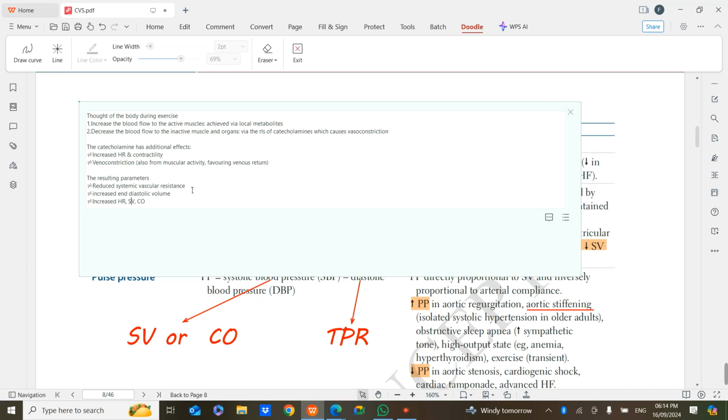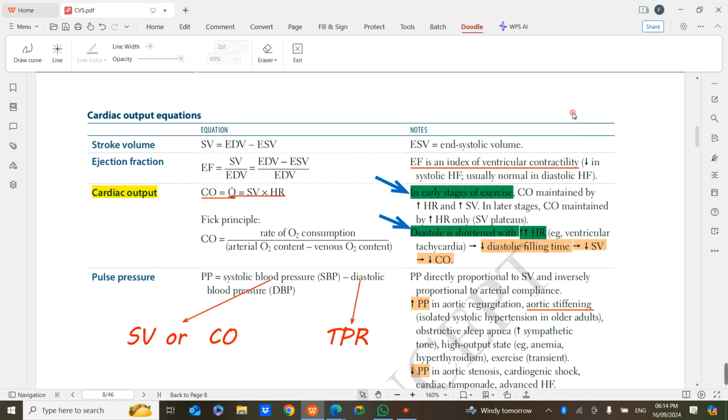So never forget this statement. They will ask it in the exam. This is the most tested concept about exercise. Forget that at your own peril, because the others you can easily reason out. This systemic vascular resistance reducing, that's the most tested one. When you are reading a question on exercise, just be very sure that this is not what they are testing. This statement here: reduced systemic vascular resistance.